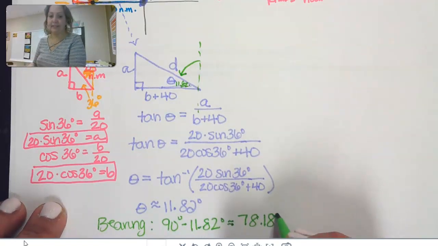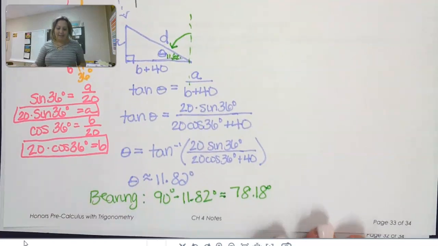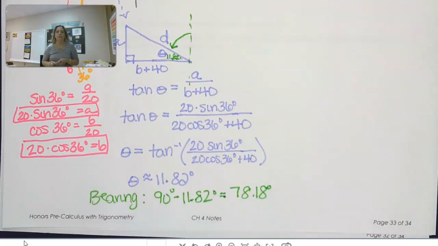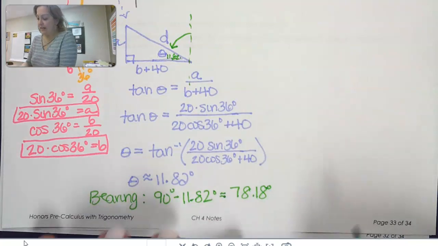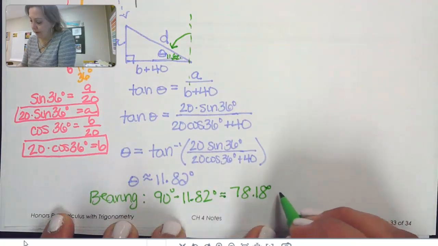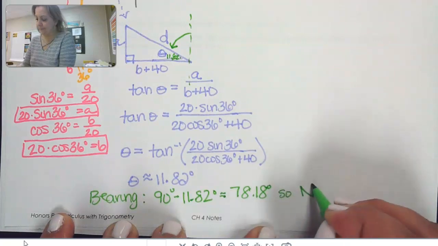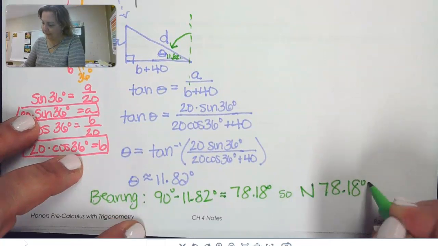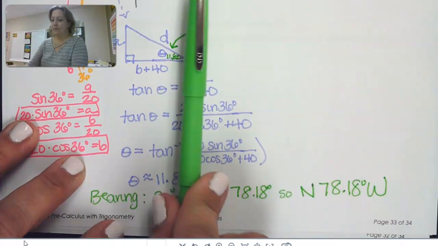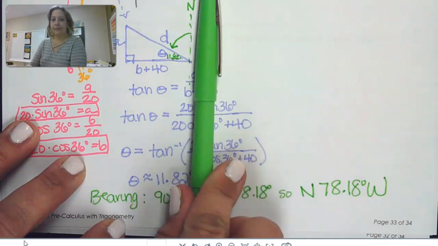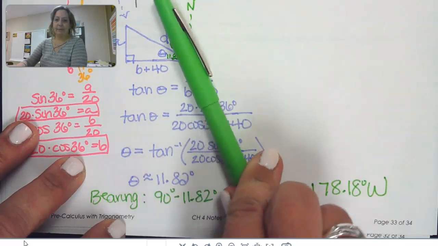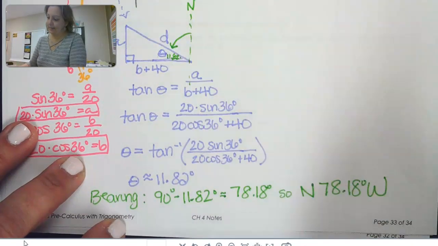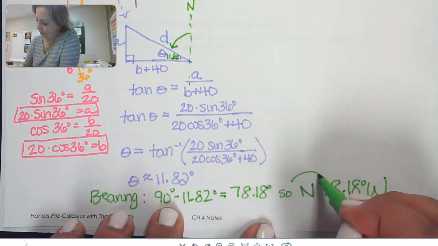And we can see that that's going to be 78.18 degrees. Now, when we give bearing, we like to give it in north, south, east, west. So this would be a bearing of north 78.18 degrees west. Again, this is north, and then we went 78.18 degrees west. So this is our bearing.